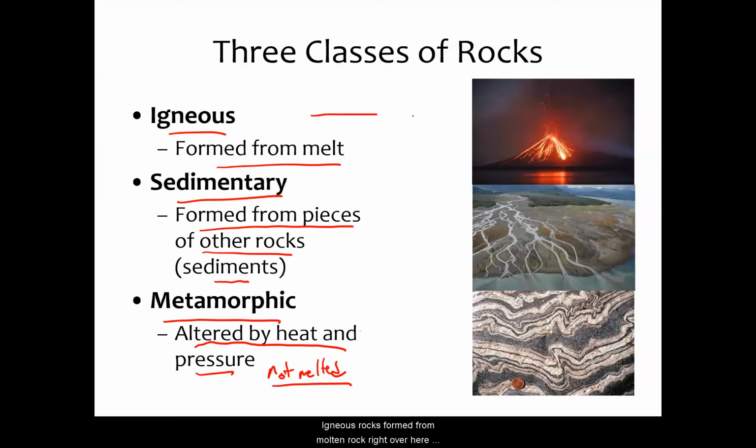So once again, we have igneous rocks formed from melt. You can see the molten rock right over here. Since it's at Earth's surface on this volcano, that's called lava. Sedimentary rock, sediments here are in the process of forming. They're being transported down this river, deposited here. They're not a rock yet because they're not one big solid piece yet. It's a pile of sand basically. But if you bury this delta and you lithify the sediments, now you've got a sandstone.